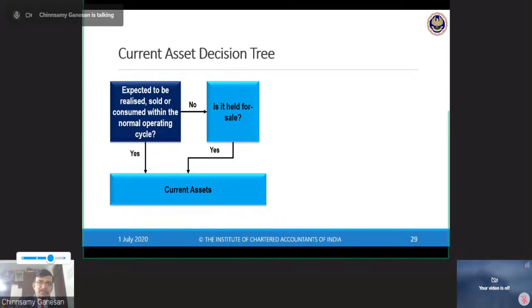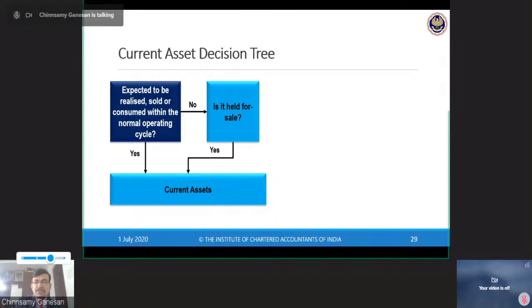Let us put the same example to our debtors. We said the operating cycle is 14 months, collection period is 5 months. Assuming that the debtor has a problem, and because of that I am expecting it to be collected only after 24 months. What will happen? Expected to be realized, sold or consumed within the normal operating cycle is not going to happen. Normal operating cycle is 14 months, but the expected realization is 24 months. So the first condition is not met. What is the second condition? Is it held for sale? Whether a trade receivable is held for sale? No. Accordingly, the second condition also fails for a trade receivable.